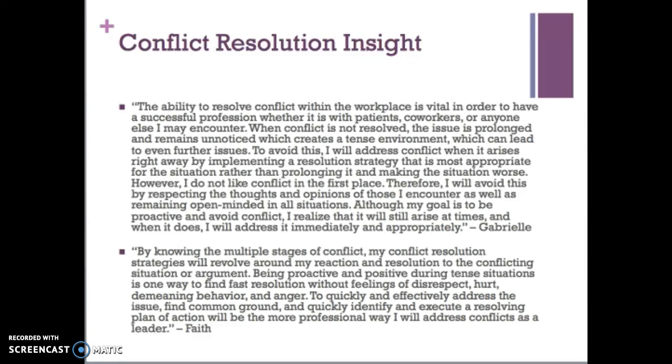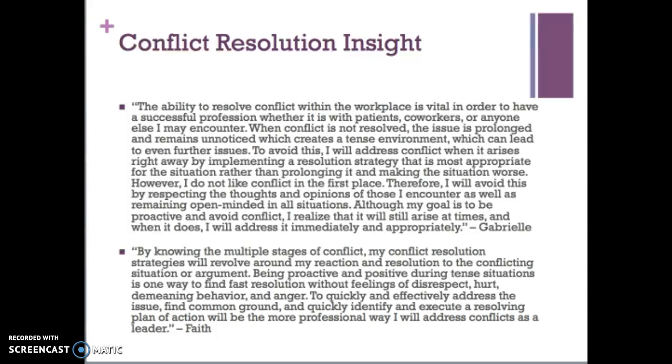However, I do not like conflict in the first place. Therefore, I will avoid this by respecting the thoughts and opinions of those I encounter as well as remaining open-minded in all situations. Although my goal is to be proactive and avoid conflict, I realize that it will still arise at times, and when it does, I will address it immediately and appropriately.